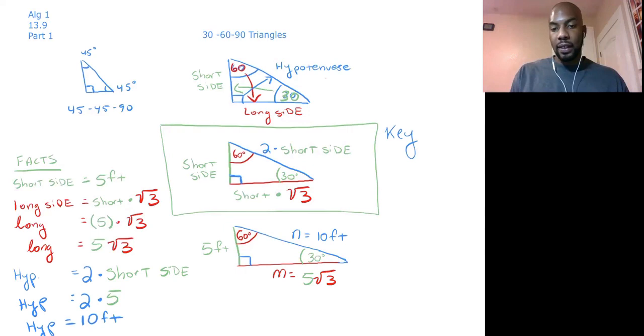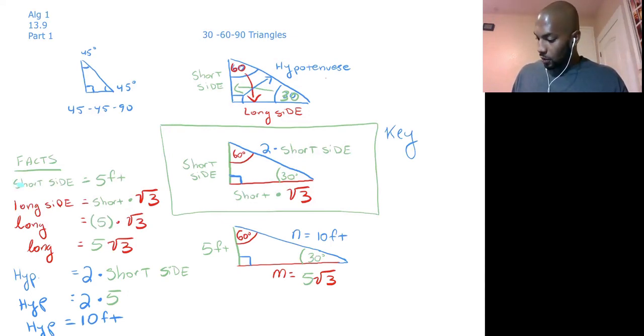The short side is 5 feet, long side is 5 times rad 3. There's nothing more you can do there. And then the hypotenuse is 10 feet. That's our 30, 60, 90 triangle. Let's try one more problem. Let's see how we do.